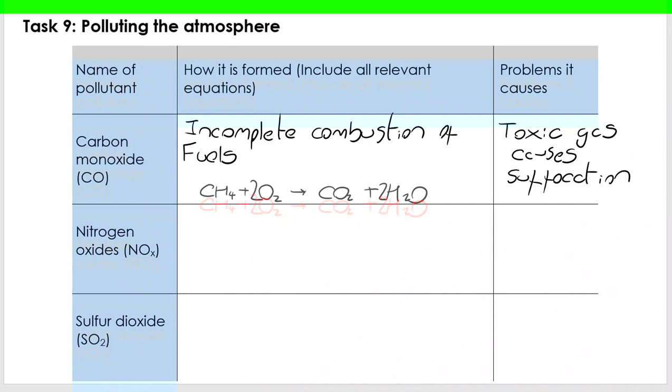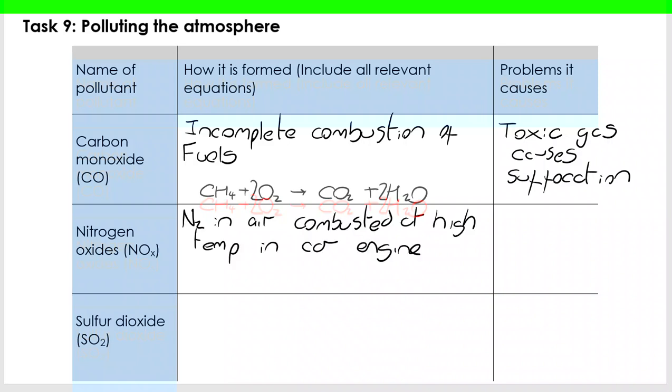If we move on to nitrogen oxides, this is where nitrogen goes into car engines at very high temperature and is actually able to be combusted. So that might be N2 plus 2O2 goes to 2NO2. We also have nitrogen monoxide as a possible oxide. And the problem we associate with nitrogen oxides is that they dissolve in rainwater to form acid rain.